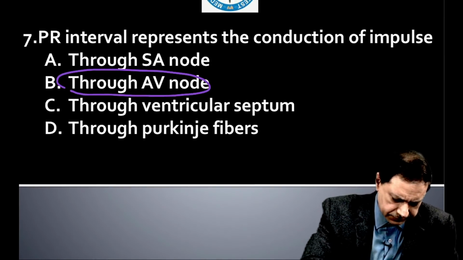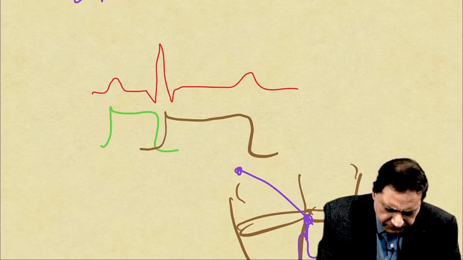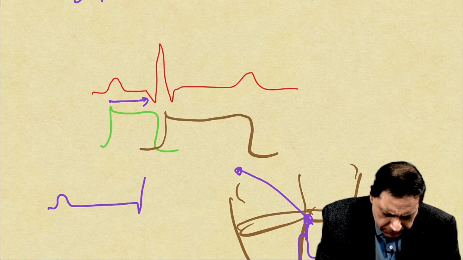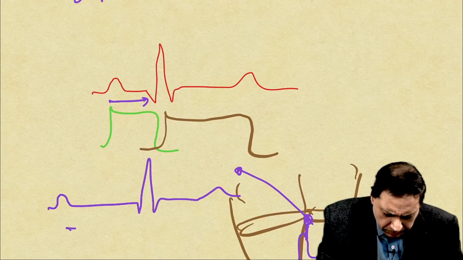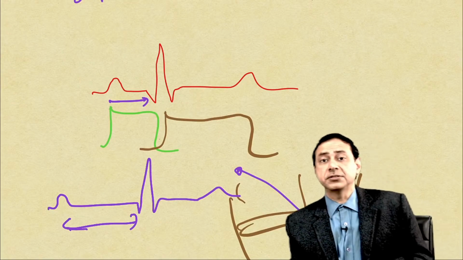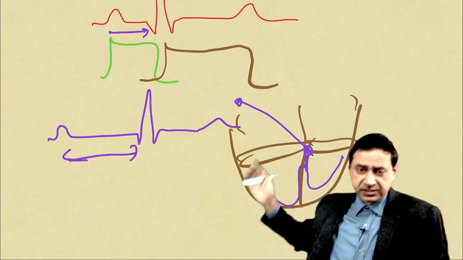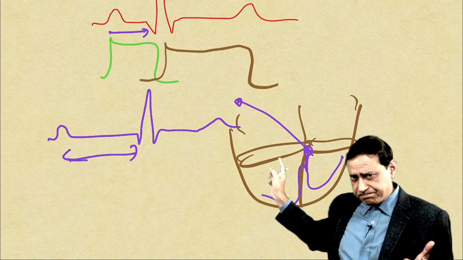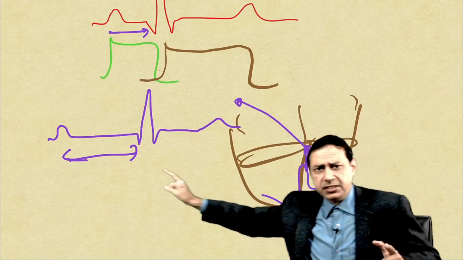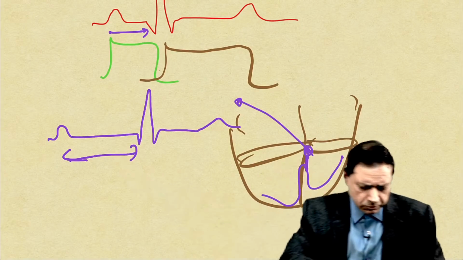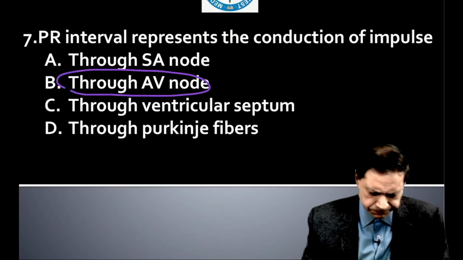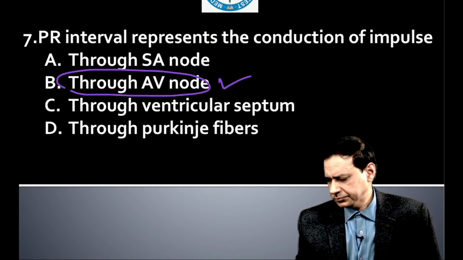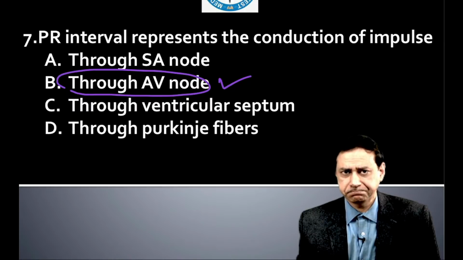Prolongation of the PR. If this PR interval is prolonged, say it becomes like this. Prolongation of the PR. What is this? Heart block. It simply means that the AV node is defective. First degree heart block. So PR interval represents the conduction of impulse through the AV node. AV conduction. Is it done?